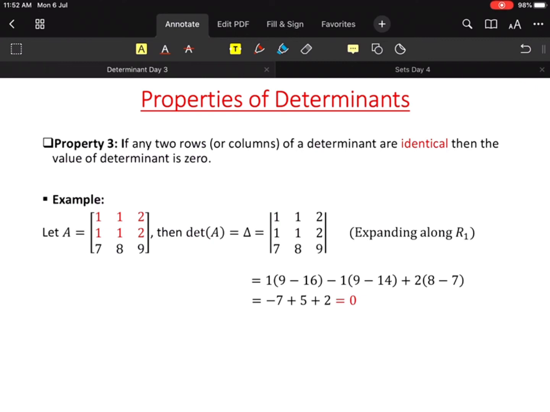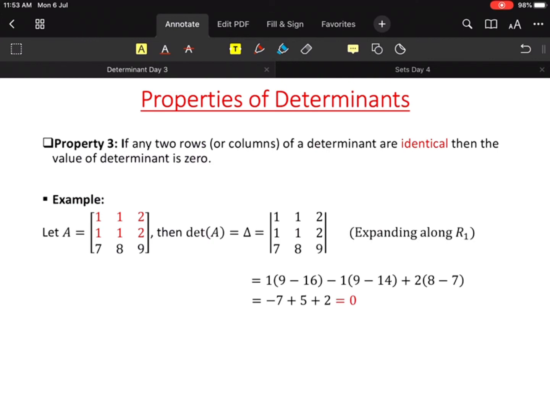Now you would be asking one question. Nobody asked me one question. Why are we doing these properties? The reason we are doing these properties is because we will apply them to find the value of the determinant. The more properties, the better properties we know, the easier way to get the value of the determinant faster. So we can get the value of the determinant faster.